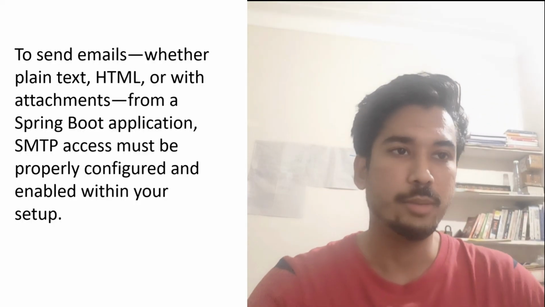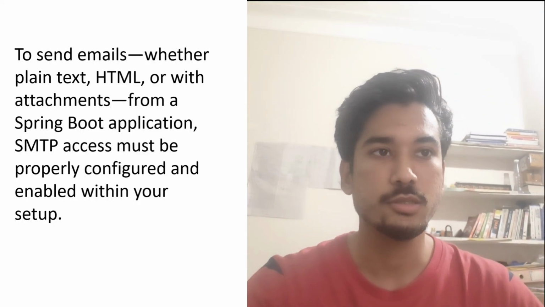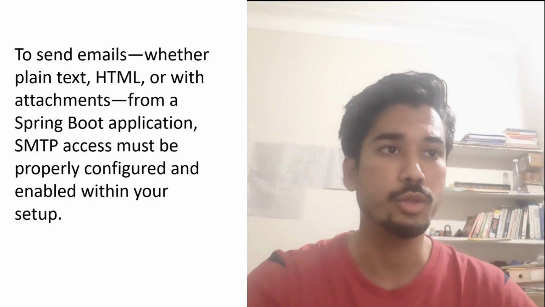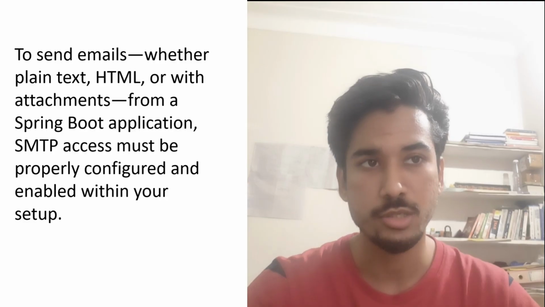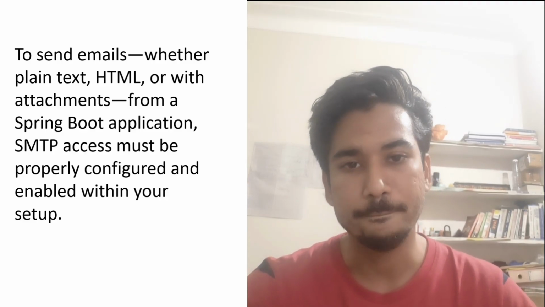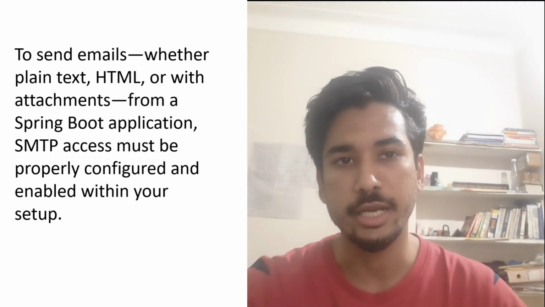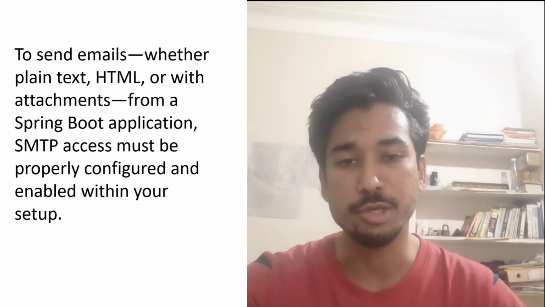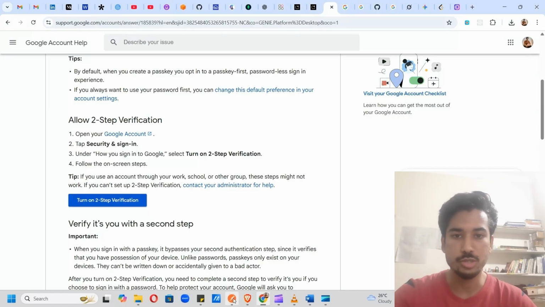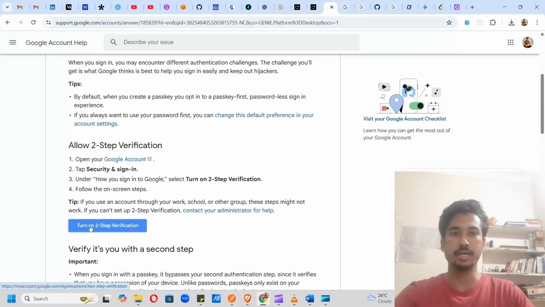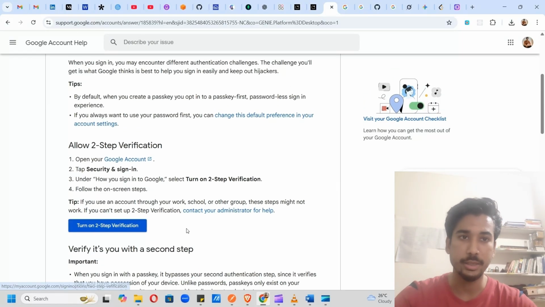So first we need to enable Gmail SMTP access. For security reasons, you cannot use your regular Gmail password for third-party applications. So we must generate an app password for authenticating our Spring Boot application. You need to head over to your Google account. First, enable your two-step verification and generate an app password for your application.